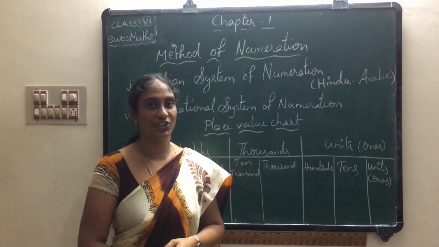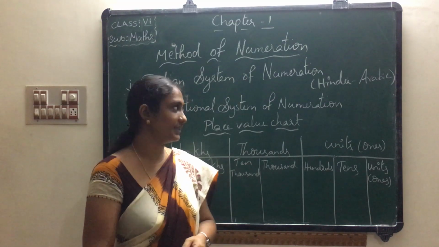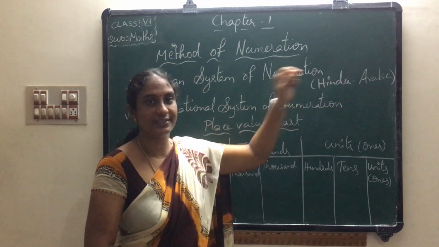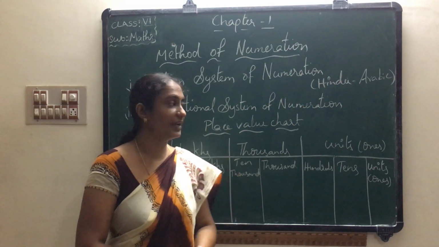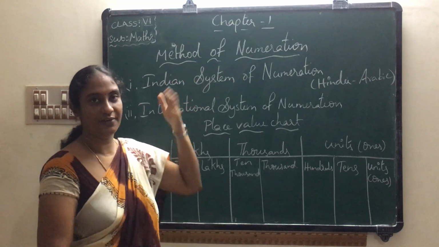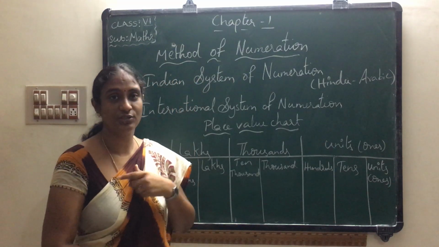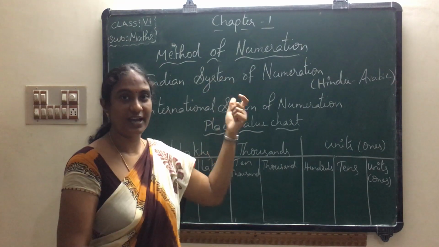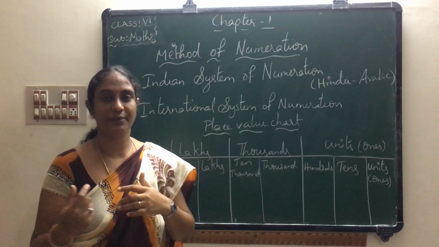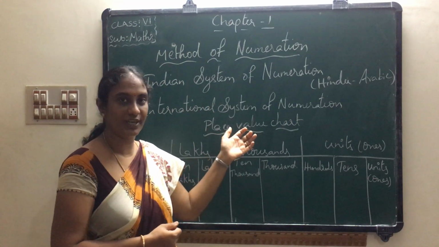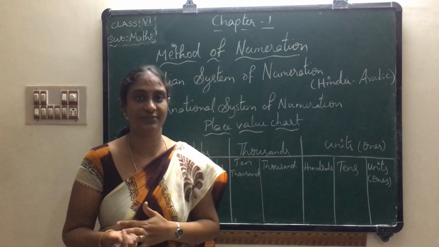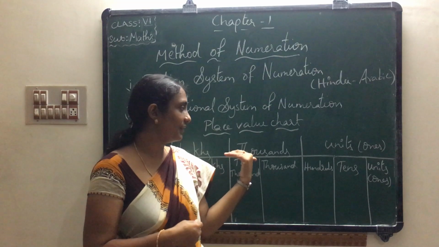Indian system of numeration is also known as the Indo-Arabic system. Okay children, do you understand? Now, the international system is used by other countries. We are Indians, so we use the Indian system. Other country people use the international system. Already in those previous videos I referred to this. Again, I am revising for you.